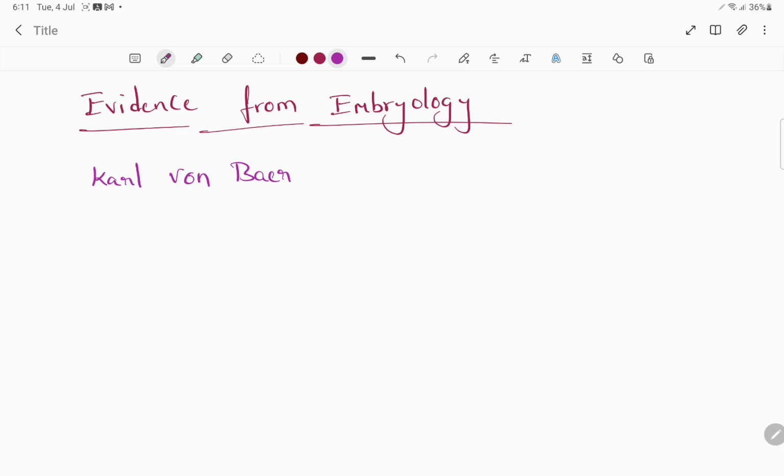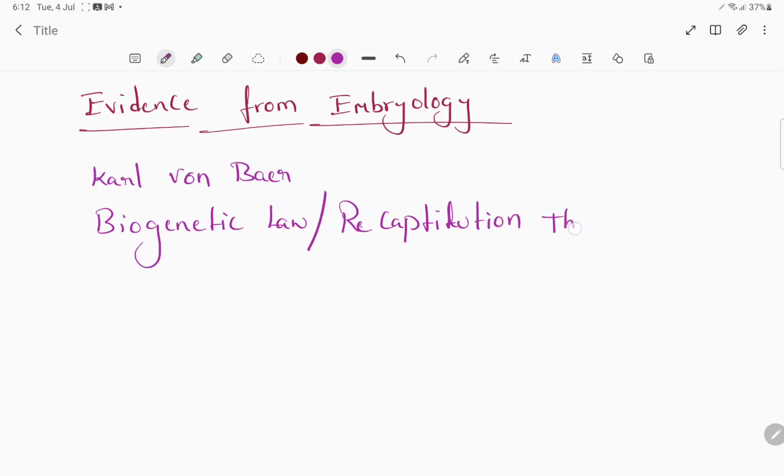He also said that during early embryo development, general characters appear before the special characters. More general characters appear first, and finally the special characters appear. Like the biogenetic law, we call it the recapitulation theory. We have a law, the biogenetic law or recapitulation theory, which was proposed by Ernst Haeckel.